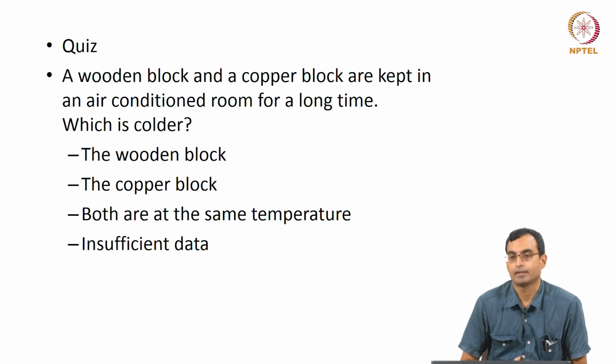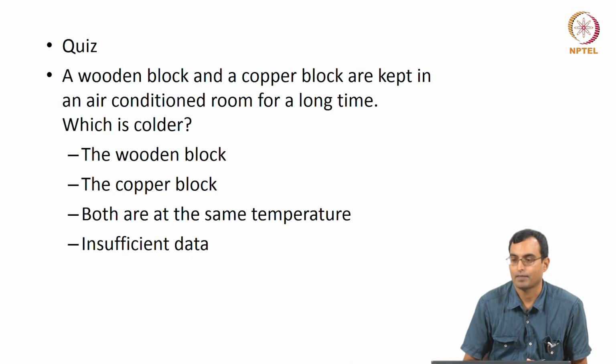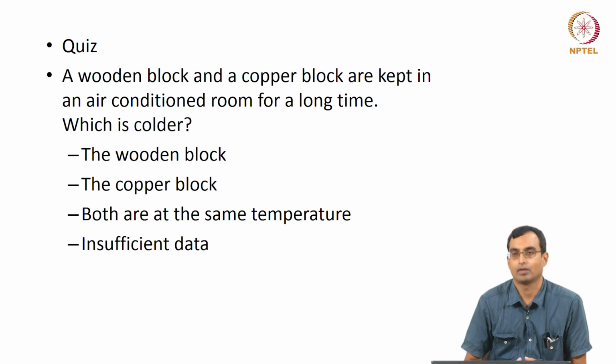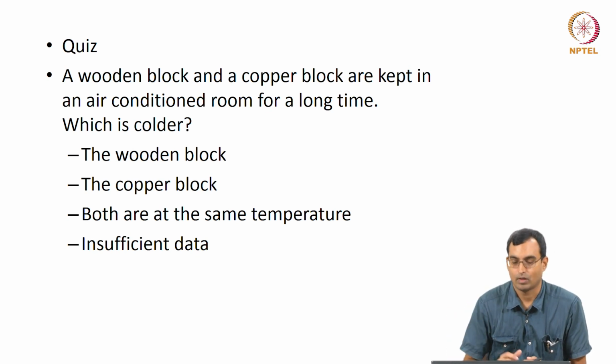But what experience tells us is that if we touch the copper block, it feels colder than a wooden block which we touch. So, for example, if you go out on a cold morning and let us say you have a cycle there, you touch the steel parts of the cycle and then you touch the seat, which is typically made of plastic or rubber, they feel very different. The metallic portion feels a lot colder than the non-metallic portion.